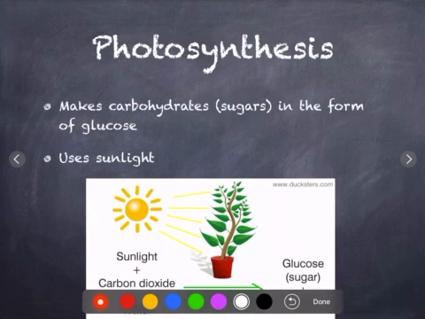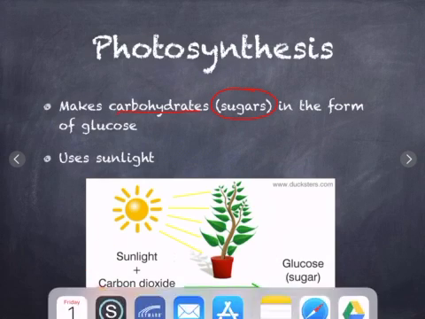So photosynthesis, the overall goal of photosynthesis is to make carbohydrates. And in this case, our carbohydrates are sugars in the form of glucose. So we use sunlight to do this process. Again, we're taking sunlight, carbon dioxide, and water and turning it into glucose and oxygen.